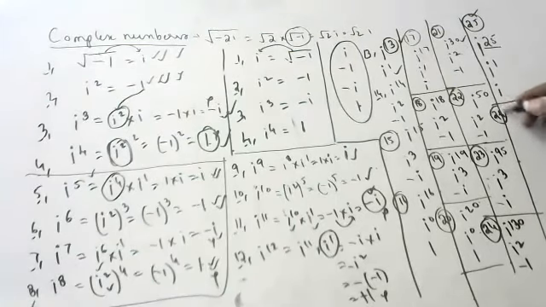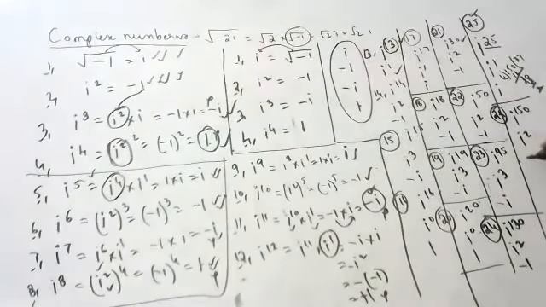Okay, can anyone tell i to the power of 150? When you divide 150 with 4, children, 4 3s are 12, 4 7s are 28, 2 is the remainder. So i squared. What is the value of i squared? -1. Like this you have to do, children.